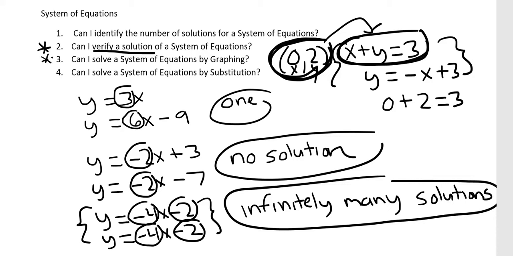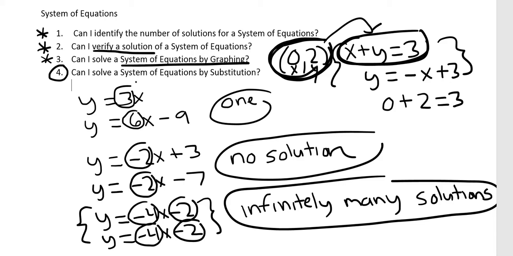Okay, the last one. Can I solve a system of equations by graphing? So remember, in order to do this, you put both of your equations in slope-intercept form, you graph them both on the same coordinate plane, you see where they cross. The point where they cross each other is the solution of your system, and that is always listed as an ordered pair. Okay, so that was a quick review of number 1, 2, and 3, and now we are ready to move on to number 4.